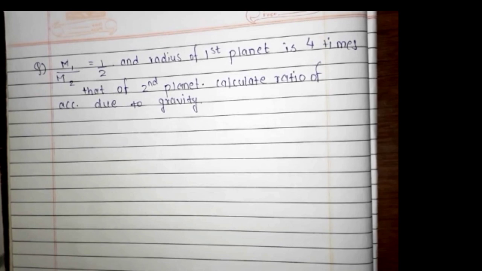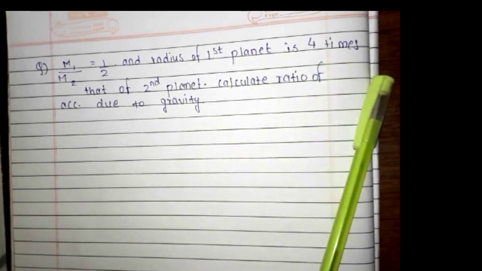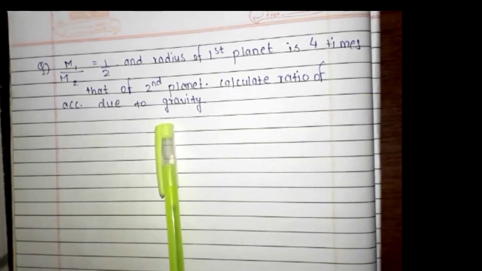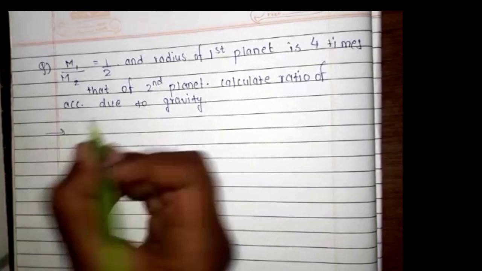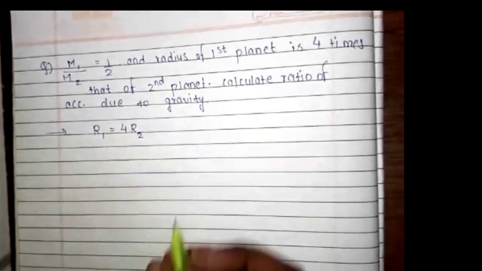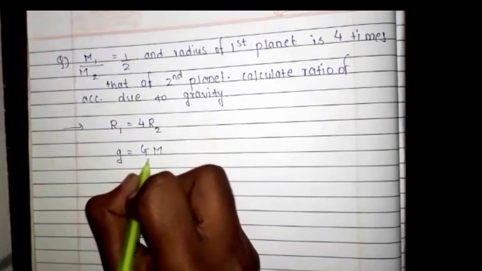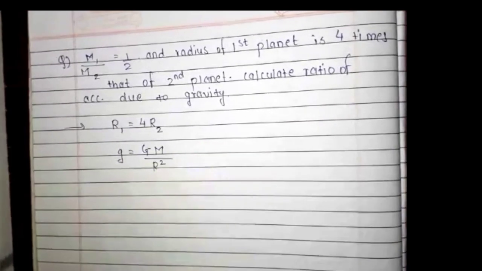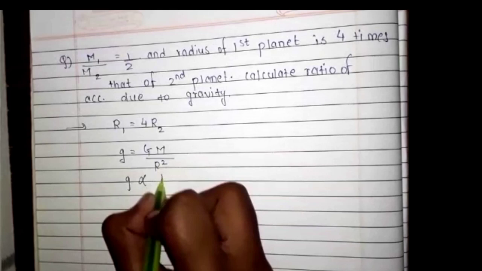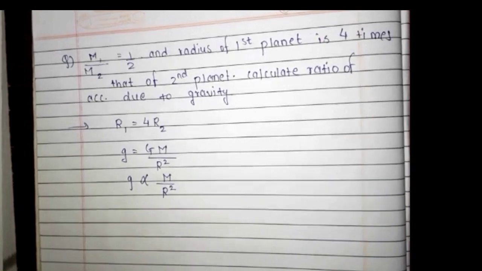So the numerical is: m1 upon m2 is half, and the radius of the first planet is 4 times that of the second planet. We have to calculate the ratio of acceleration due to gravity. So we have the relation that small g is equal to capital G capital M upon capital R square. So small g is directly proportional to capital M upon capital R square, as capital G is constant.